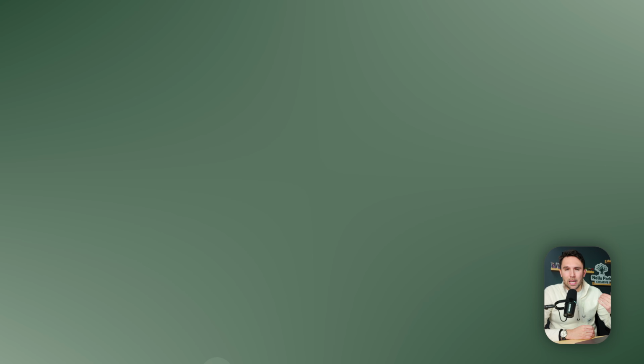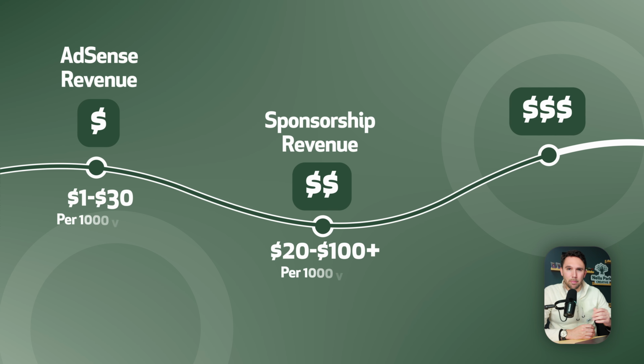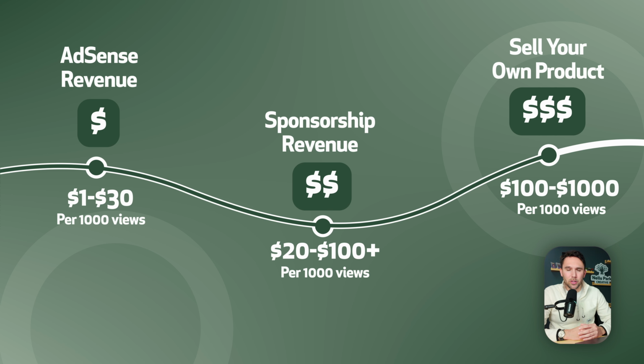The last thing to optimize has the most earning potential by far and can earn you hundreds of dollars per 1,000 views and sometimes even more. It's having something you can sell directly yourself, but there's a few things to keep in mind so you make money instead of just wasting your time.